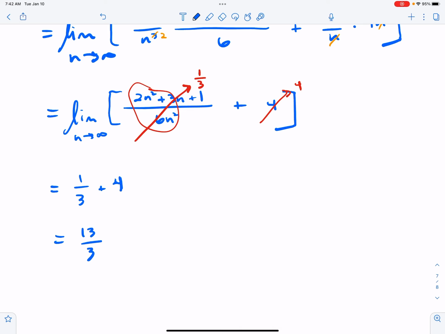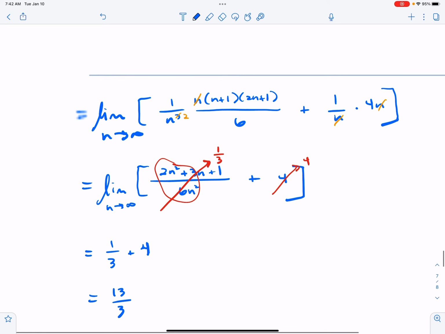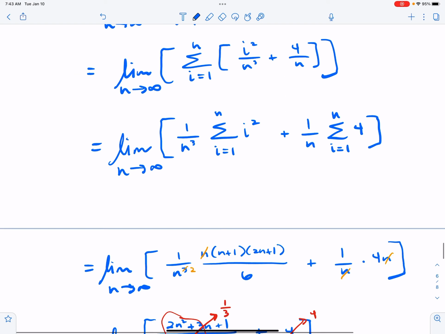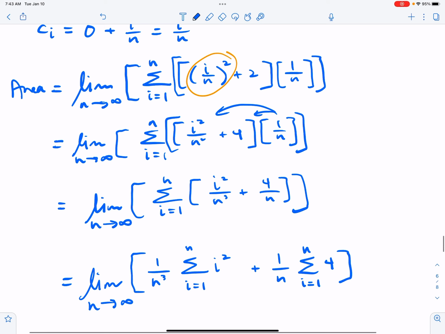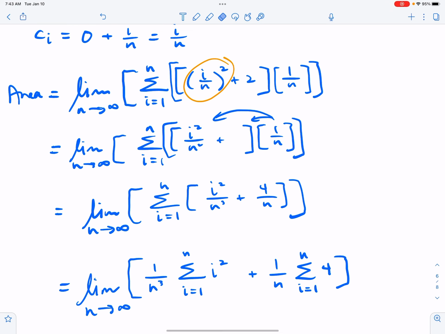13/3. Is that right? My notes cut off. Give me just 1 second here. That's supposed to be 4. Where did 4 come from? I'm sorry, you guys. This should have been a 2. I don't know where the 4 came from. That should have been a 2.